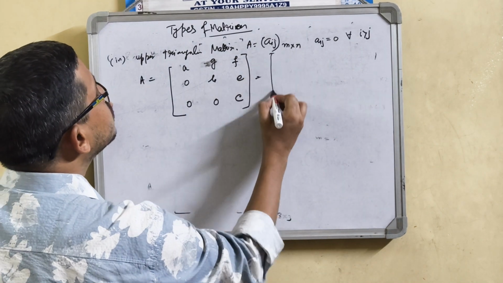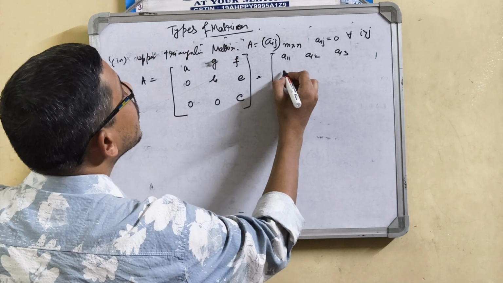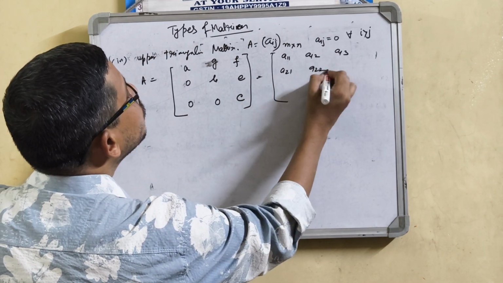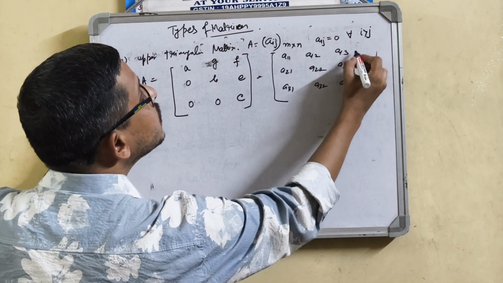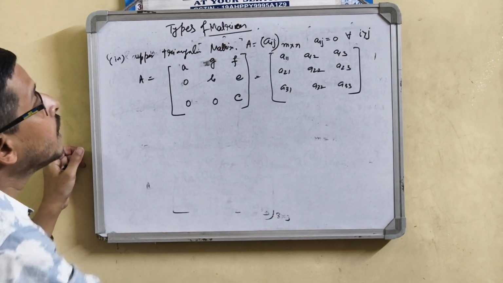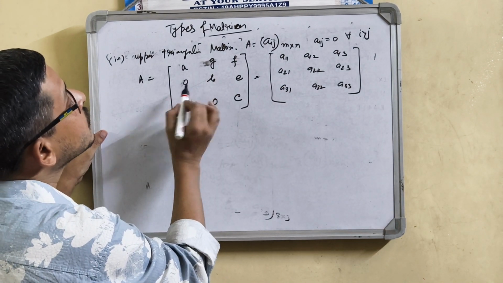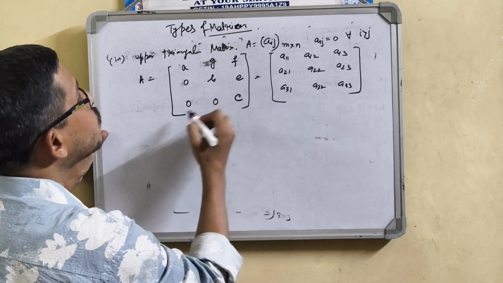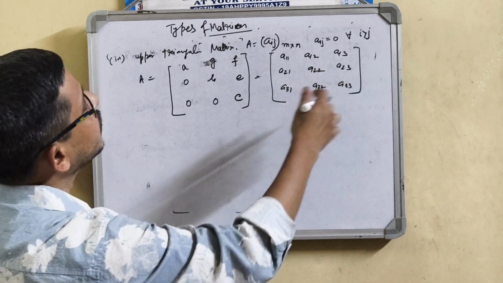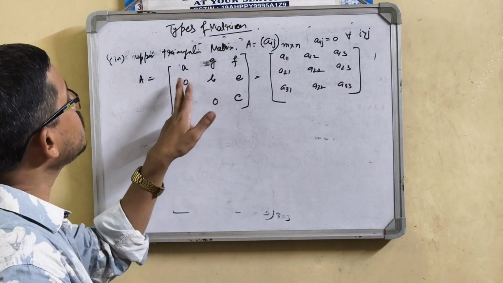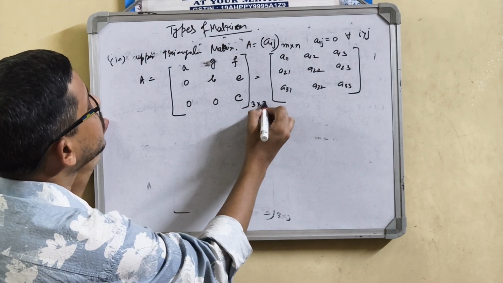Here if we write down the elements as A11, A12, A13, A21, A22, A23, A31, A32, A33. If the matrix is like that, then A21, since 2 is greater than 1, should be equal to 0. A31, since 3 is greater than 1, and A32, since 3 is greater than 2, should also be equal to 0. For i less than j, the numbers will be there. This matrix is said to be the upper triangular matrix. This is 3 by 3.